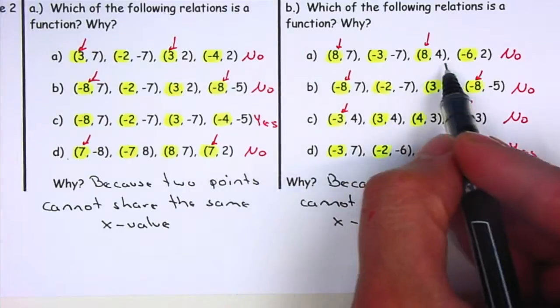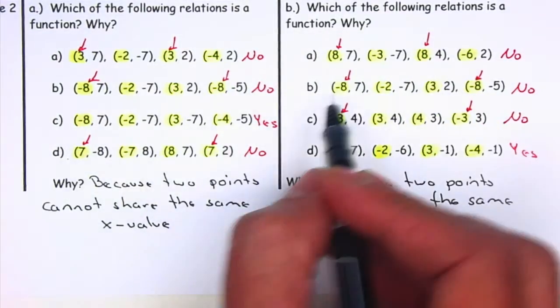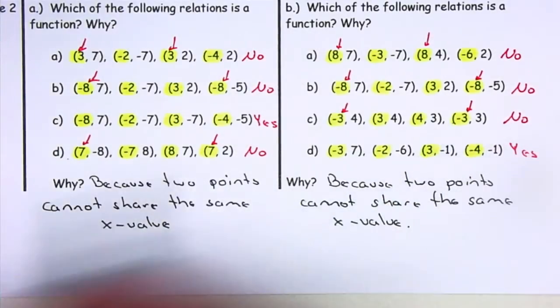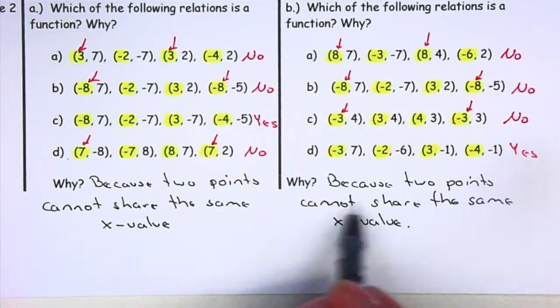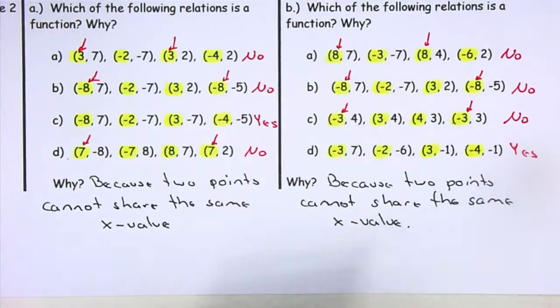Highlight your x values. So we have 8 and 8, so it's not a function. -8, -8, so it's not a function. -3, -3, not a function. And this one is because 2 points cannot share the same x value. This one, none of them share the x value, so that is a function. Let's continue to the back side.